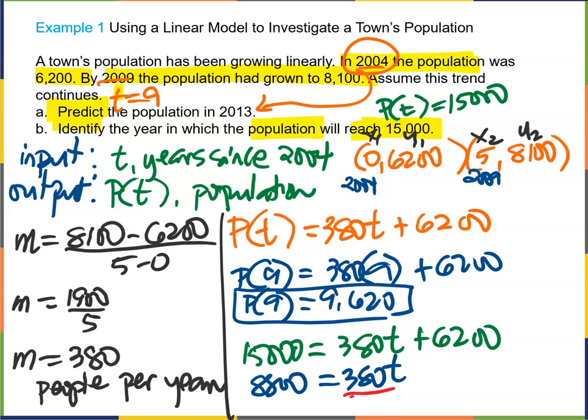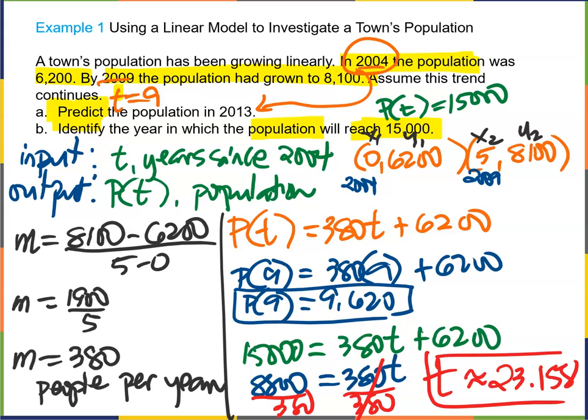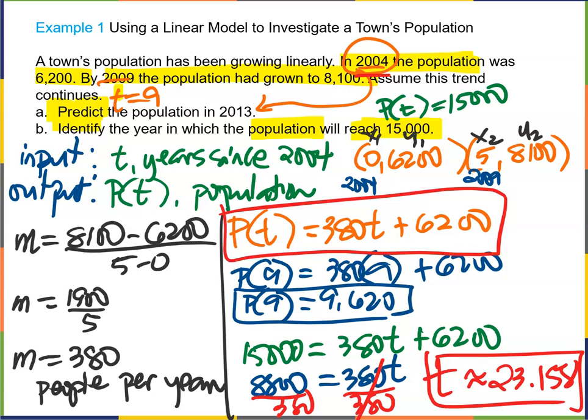Then divide both sides by 380, so that t is approximately equal to 23.158. So our linear model predicts the population will reach 15,000 in a little more than 23 years after 2004. So that is in the year when we add 2004 and 23, over 2027.